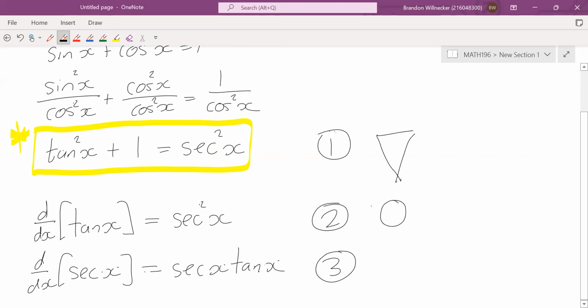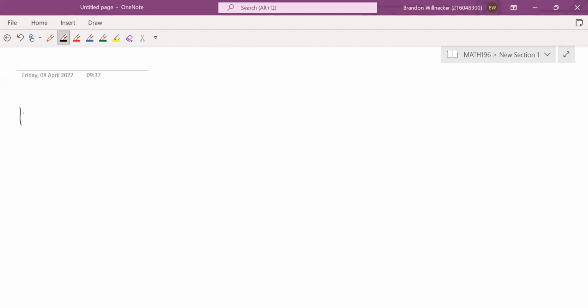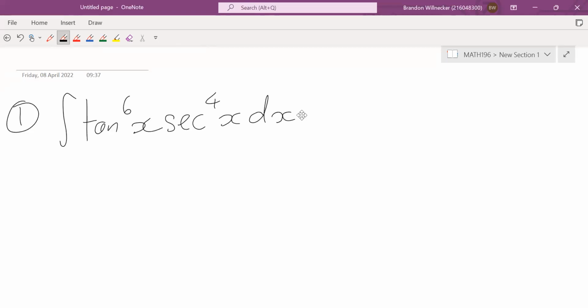So let's take a look at the first example. Number one, we have the integral of tan to the 6x sec to the 4x dx. We want to try to figure this out.